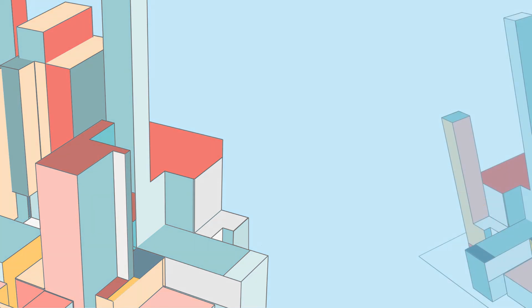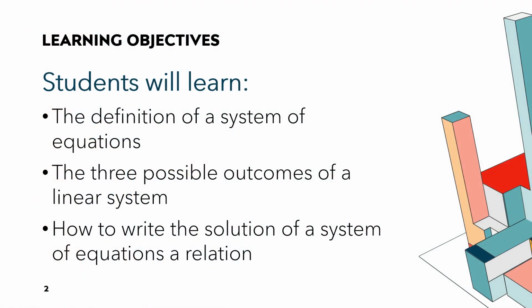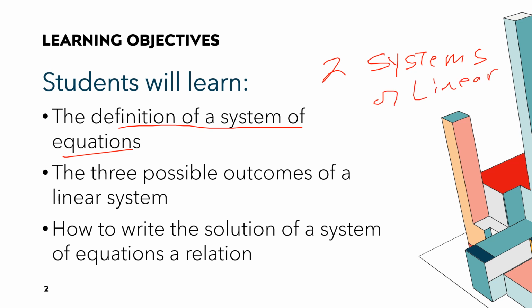So we got some learning objectives. One is we're going to learn the definition of a system of equations. For this class, that's just two equations, meaning linear functions or equations on one grid. If you go far enough, you can have as many equations as you can fathom on one grid, but for this course, just two.